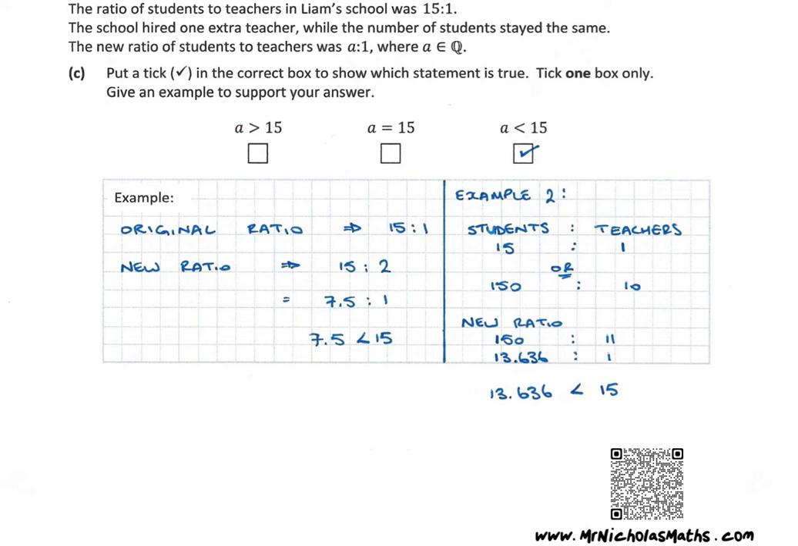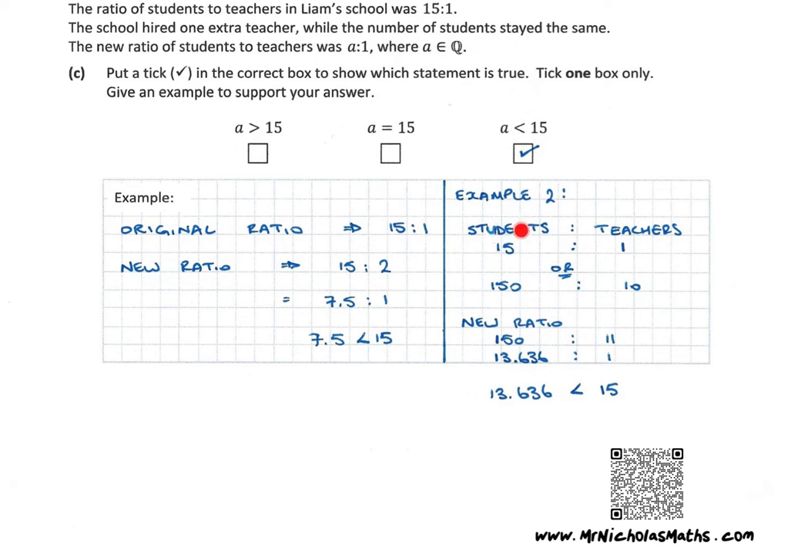So will A be greater than 15? Will A be equal to 15? Or will A be less than 15? If you were to rationalize this, if there were 15 students in a class for every one teacher, and if you hired one more teacher, obviously the teacher to student ratio is going to be slightly lower. So there's going to be fewer students in the class for every teacher. So A is going to be lower.